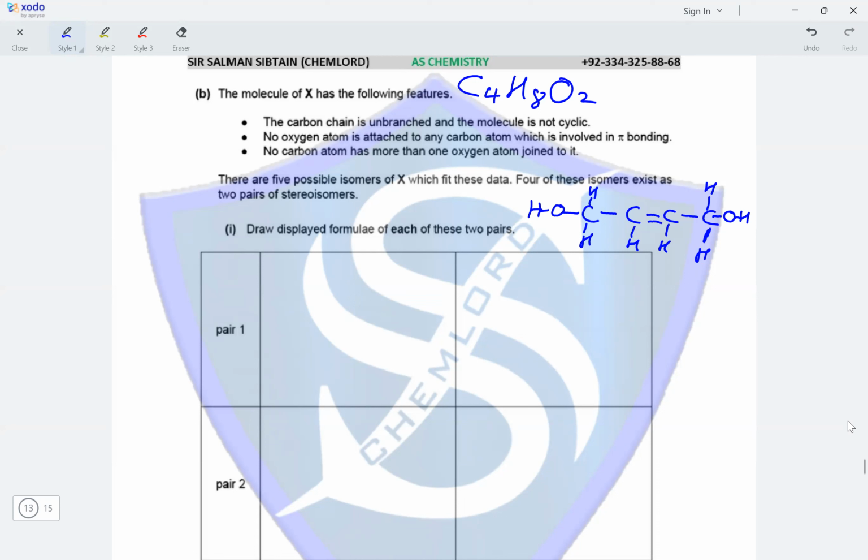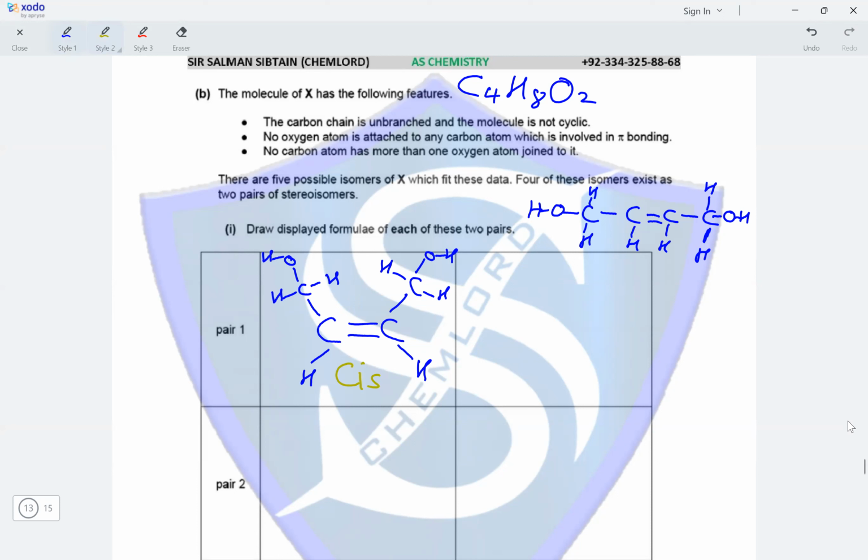So we would have a C double bond C with hydrogen on the same side and CH2OH on the other side of the two carbon atoms with a double bond between them. So this would be the cis isomer of the compound.